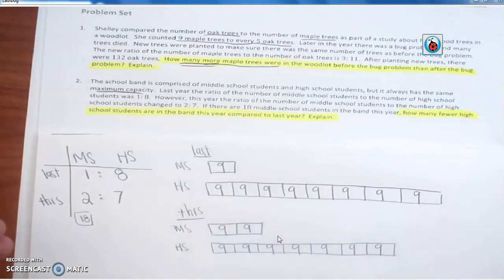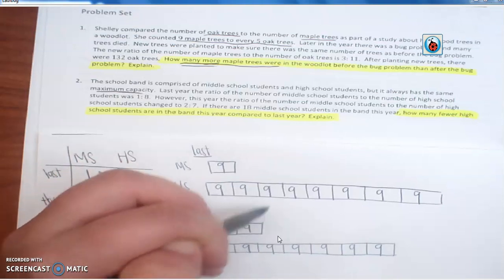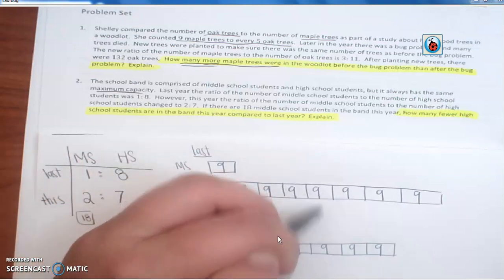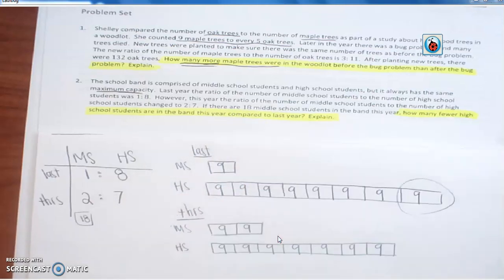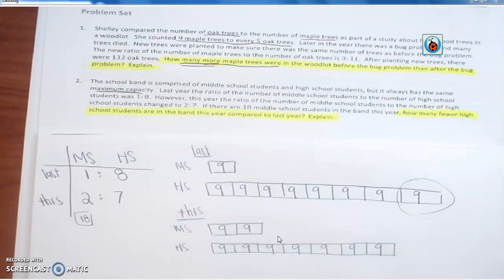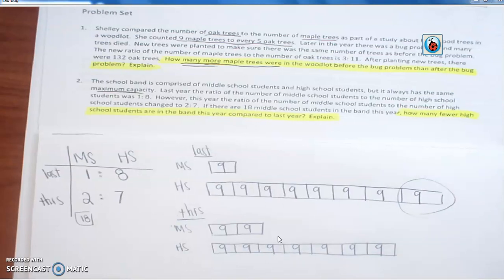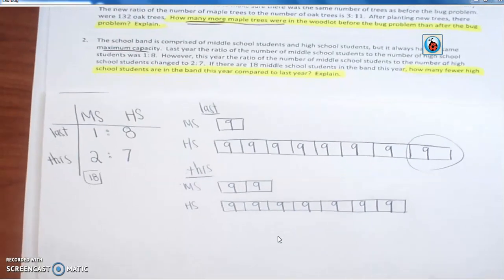If you line up your tape diagram, right, you have each of these boxes match up. Okay, so how many less boxes do we have? Just 1. So how many less students compared to last year? 9 students. Okay, so you could explain it using your tape diagram. You could also keep going the way we've been doing it with your multiplication.